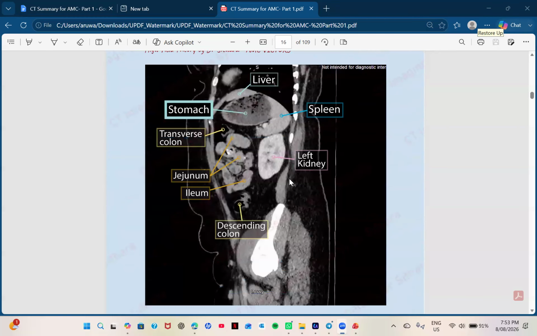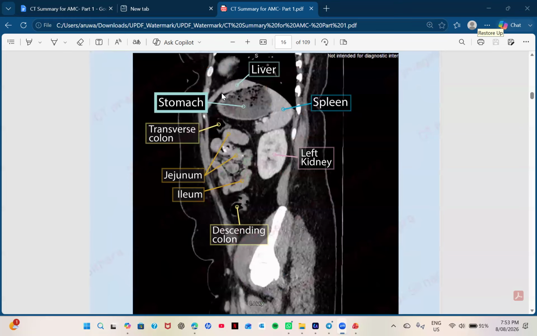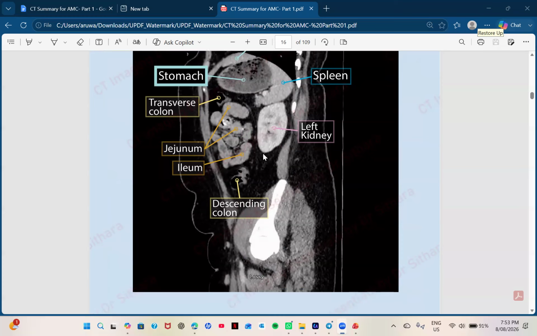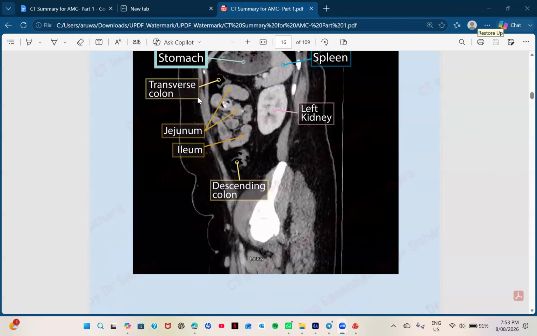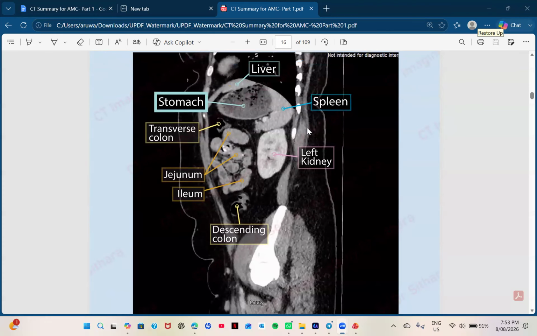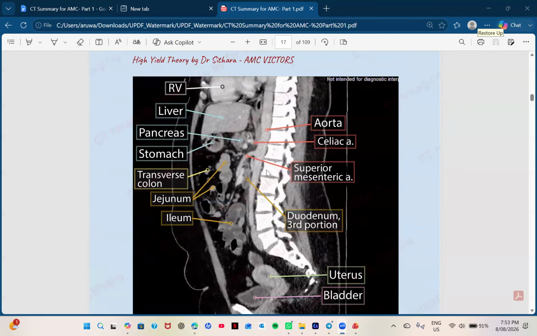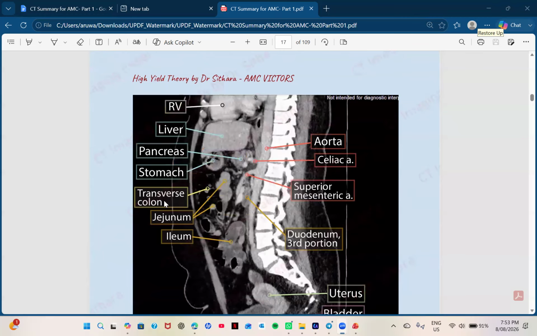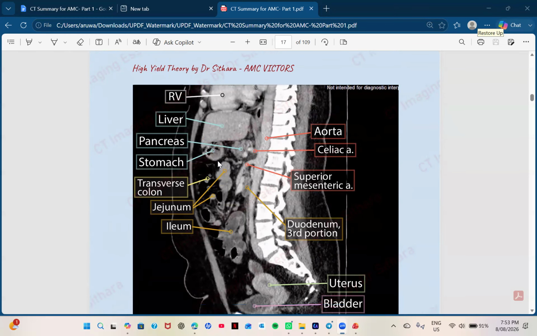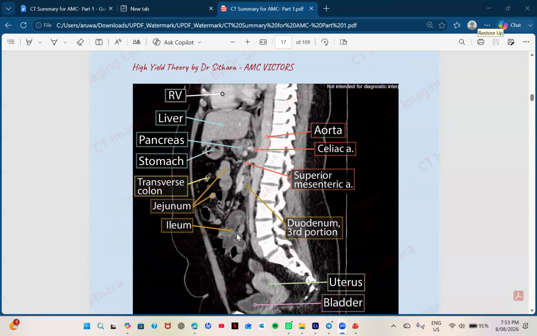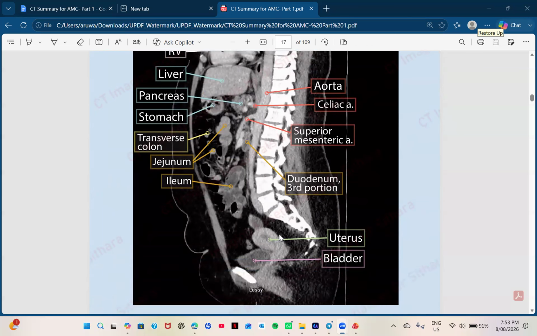And the sagittal view. In the sagittal view you can see the stomach and the liver, the diaphragm, and the spleen here, the left kidney, because this is a cross section of the right or left side. And the transverse colon, the jejunum, ileum, descending colon, because you can see the bowels here. Again, this is a normal one. Here the liver, the diaphragm, right ventricle, the stomach, transverse colon, jejunum, ileum. And here the uterus and bladder are also mentioned.